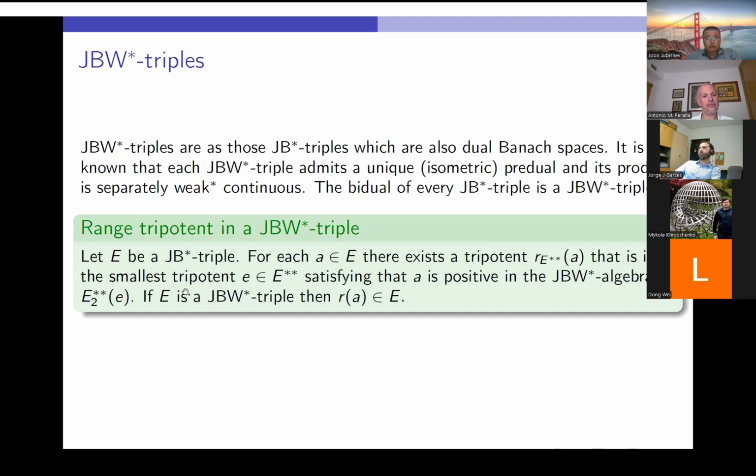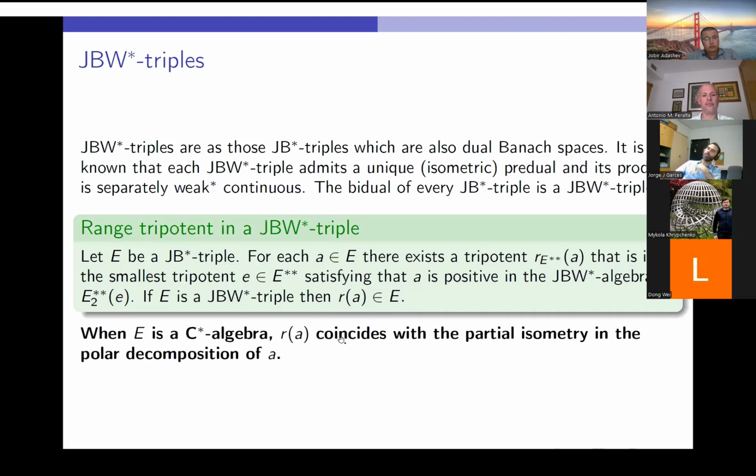This tripotent is in principle in the second dual if A is not a JBW-star triple, and is in A if A is a JBW-star triple, and has the property that it is the smallest tripotent satisfying that the element A is positive in the JBW-star algebra, which is the Pierce space of the tripotent. Okay, we shall call this tripotent the range tripotent of an element, and when A is a C-star algebra, it coincides with the partial isometry in the polar decomposition of the element.